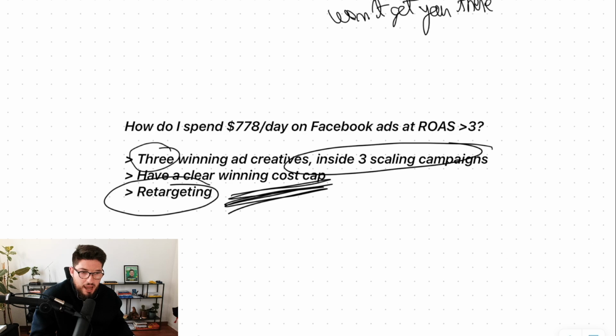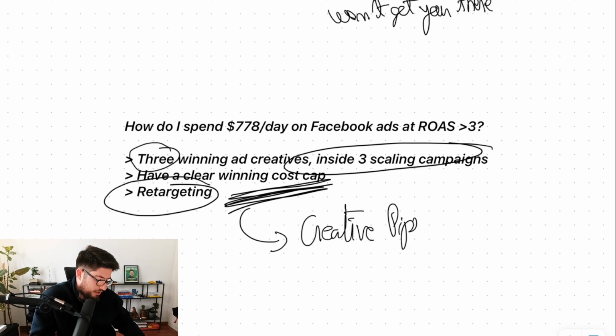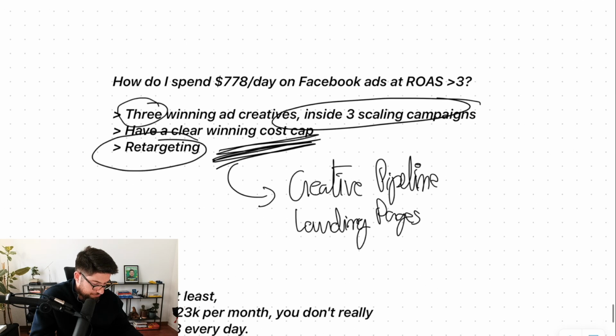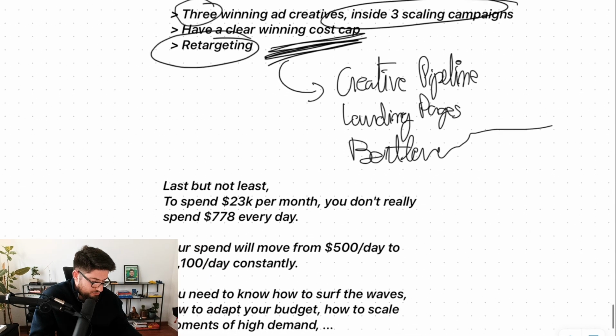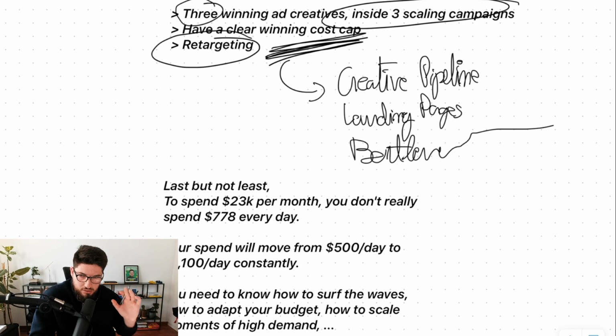Is it going to be sustainable every single day of my life? No, it's not enough. You have to have a creative pipeline. But I don't want to mess too much with that because it's going to come after. And then you're going to want to look at landing pages, depending on the industry you're in, and bottlenecks. But to get to 700 a day, you don't need to mess so much, okay?